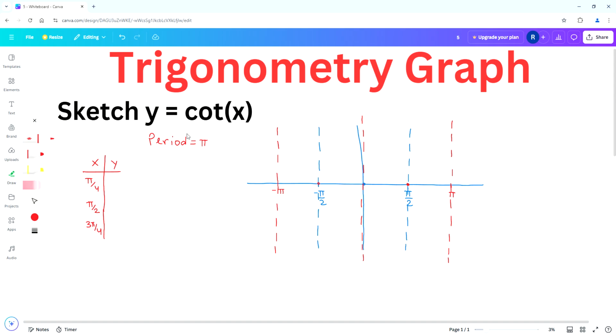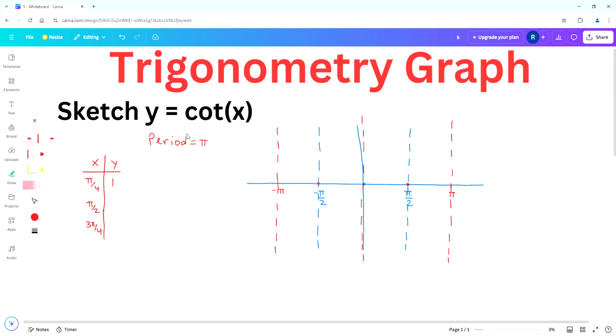We can evaluate cotangent x on our calculator as 1 over tan of the x value. For pi over 4, we can input in our calculator 1 over tan pi over 4. Tan of pi over 4 is equal to 1. So 1 over tan pi over 4 is equal to 1. So cotangent pi over 4 is equal to 1.